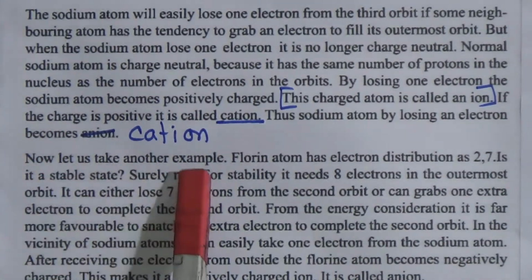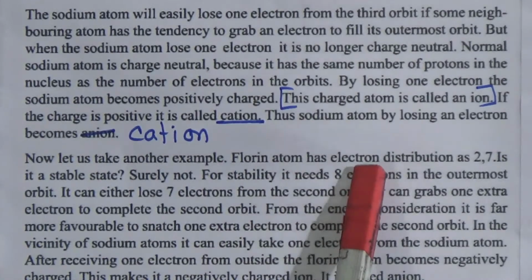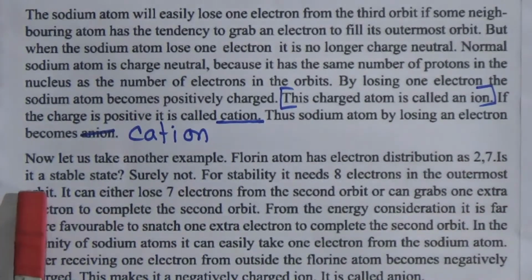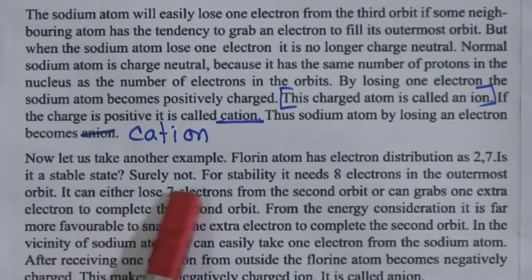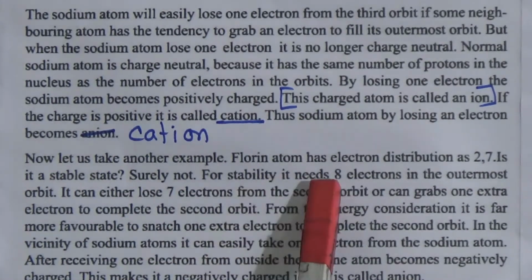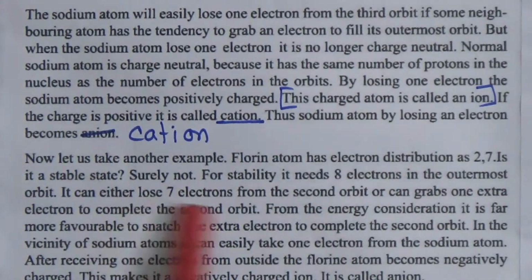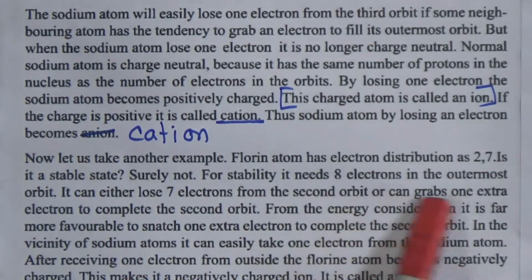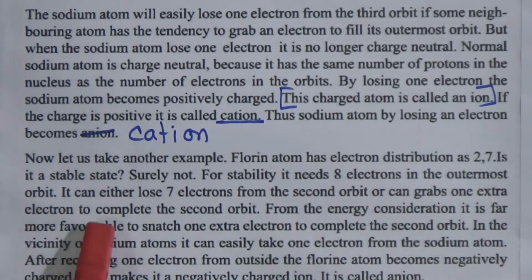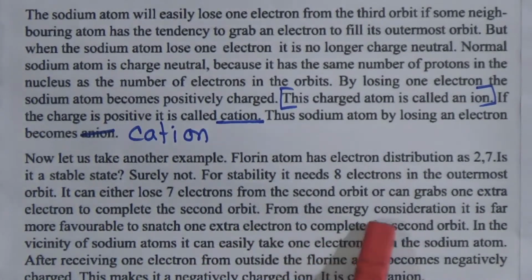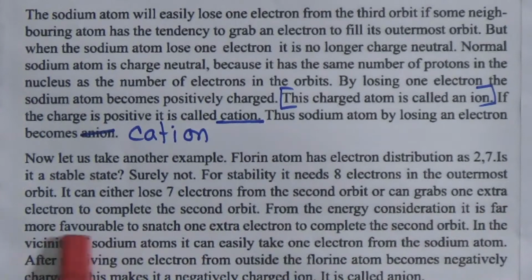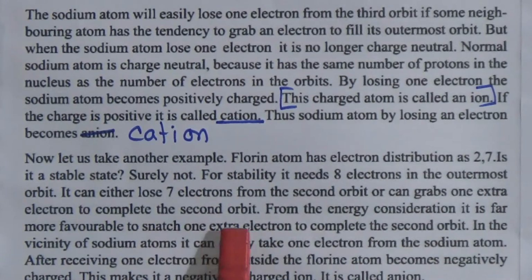Now let us see another example. Fluorine atom has electron distribution 2, 7. Is it a stable state? Surely not. For stability, it needs 8 electrons in the outermost orbit. It can either lose 7 electrons from the second orbit or can grab 1 extra electron to complete the second orbit. From the energy consideration, it is far more favorable to snatch 1 extra electron to complete the second orbit in the vicinity of the sodium atom.